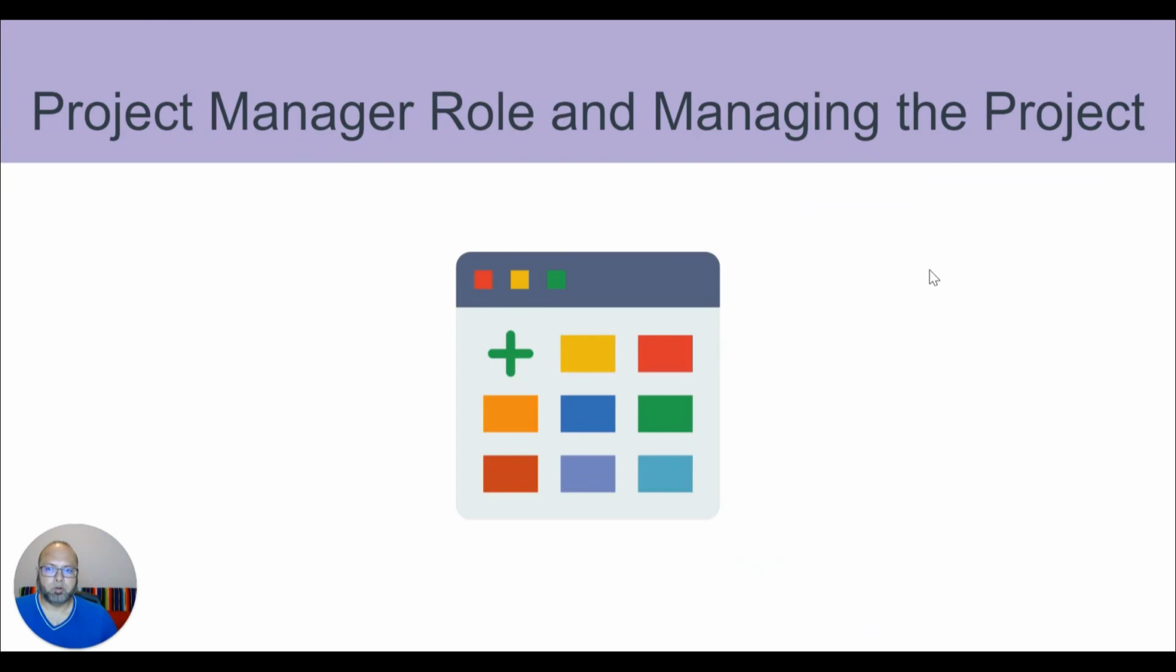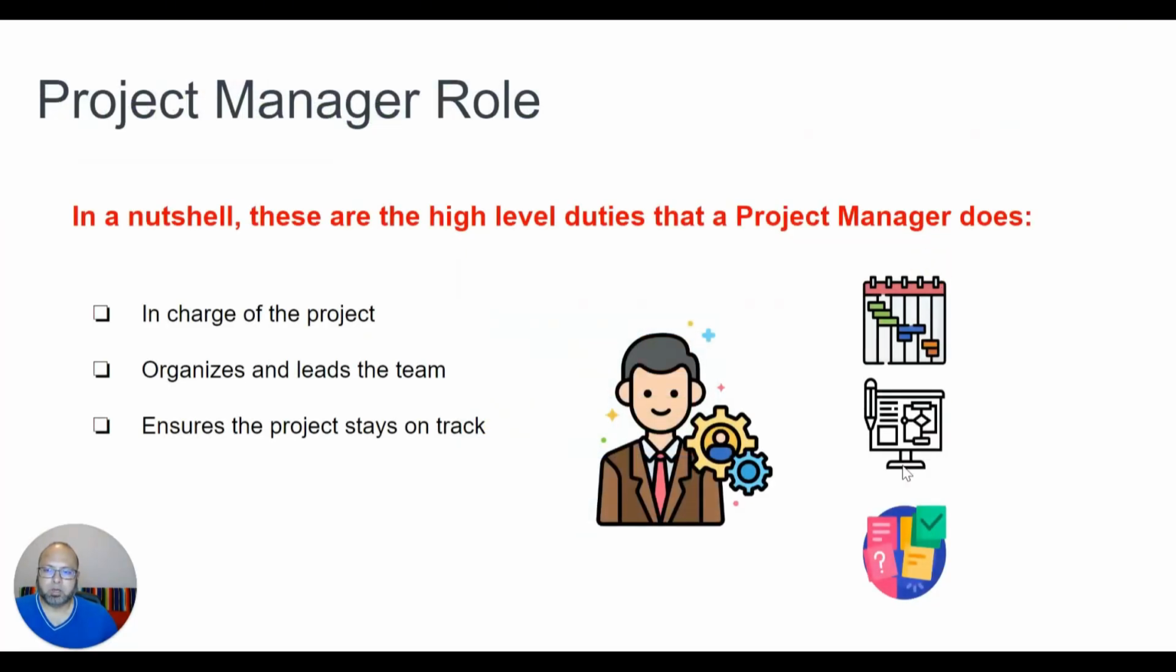So what's the role of a project manager and how should they manage the project? Well, in a nutshell, these are the high-level duties that a project manager should do. They are in charge of the project. That means making sure the project is on track according to the plan and making sure the team is doing exactly what they said they're going to do in the time frame they had suggested in terms of estimates. They organize and lead the team.